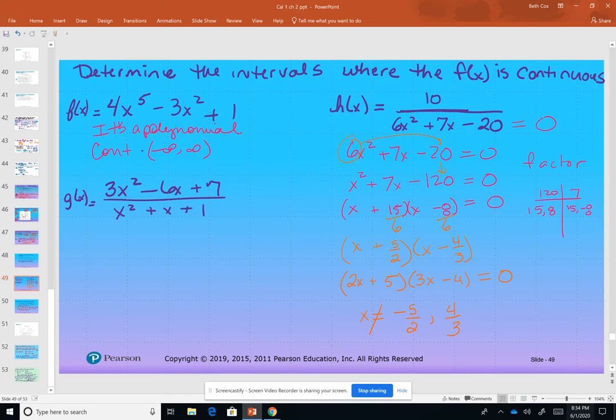Okay, so my intervals of continuity are going to be negative infinity. Hold on, let me draw it on the number line. So my intervals for continuity are going to be negative infinity to negative 5/2. And then the middle one, which would be negative 5/2 to 4/3. And then the big one, which is 4/3, or the last one, to positive infinity. So that's the answer here.